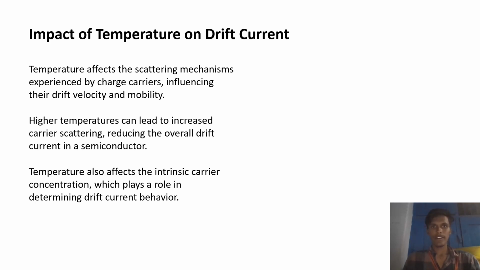Impact of temperature on drift current. Temperature affects the scattering mechanisms experienced by charge carriers, influencing their drift velocity and mobility. Higher temperature can lead to increased carrier scattering, reducing the overall drift current in a semiconductor. Temperature also affects intrinsic carrier concentration, which plays a role in determining drift current behavior.